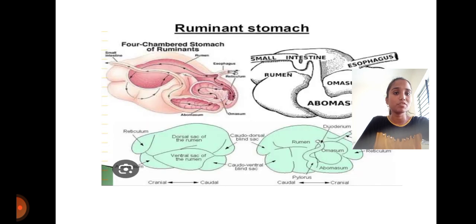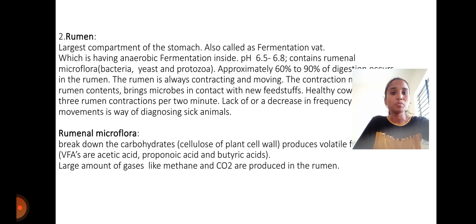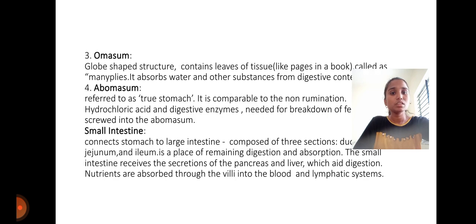This is the vertical section of a stomach. Next we have the rumen. It is the largest compartment of the stomach. Nearly 60 to 90% of digestion occurs here. Next we have the omasum. Its main function is to absorb water and other substances from the digestive contents. Next we have the abomasum. It is also referred to as the true stomach. It has hydrochloric acid and digestive enzymes that are needed for the breakdown of feed.